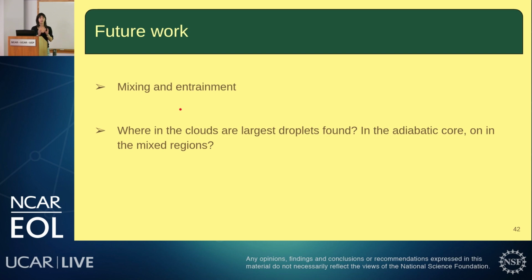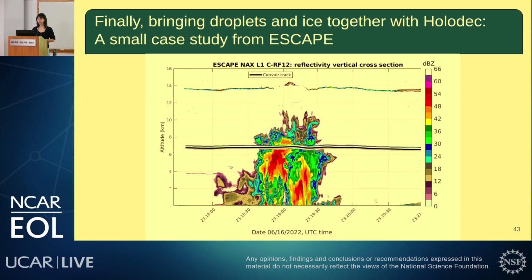So in the future, since in this preliminary analysis I only looked at moist adiabatic conditions, I made sure they were moist adiabatic, I can look at cloud passes that show signs of mixing and entrainment and see if the droplet sizes show different trends in those regions. And furthermore, we can look at where in the clouds the largest droplets are found. Are they in the moist adiabatic core that I just looked at, or are there even larger droplets on the edges of the cloud in the mixed region? So, some future work for this data set.